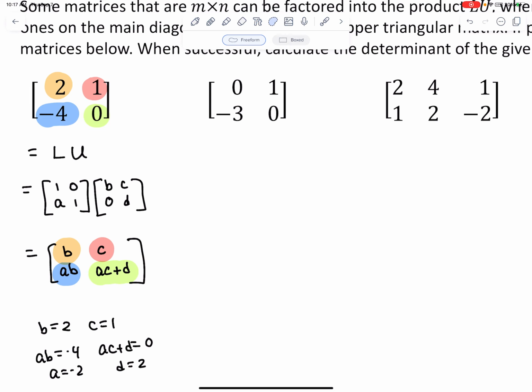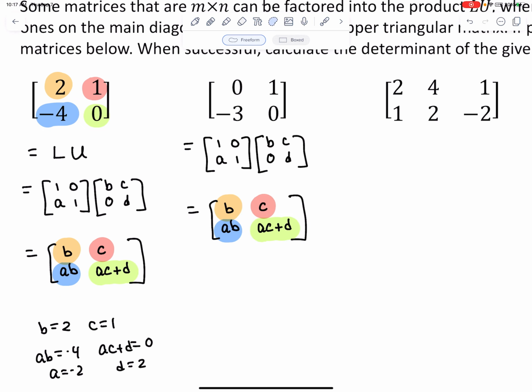All right, the next one. So again, we have a 2 by 2. So we'll do the exact same setup we did before, so I'll be able to copy and paste. But this time we have that the B has to match this 0. The C has to match this 1. The AB has to match negative 3. And then the AC plus D has to match 0.